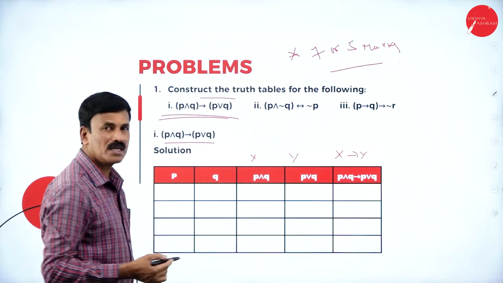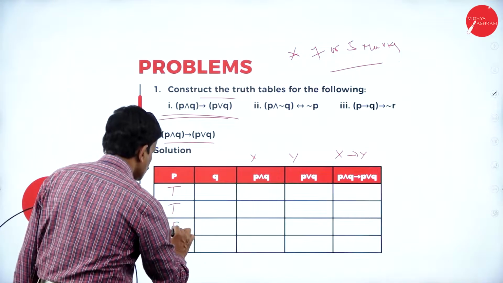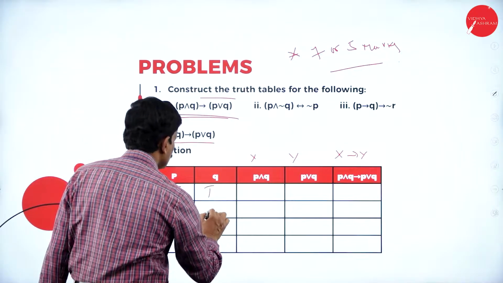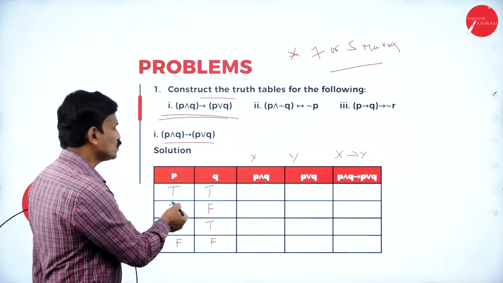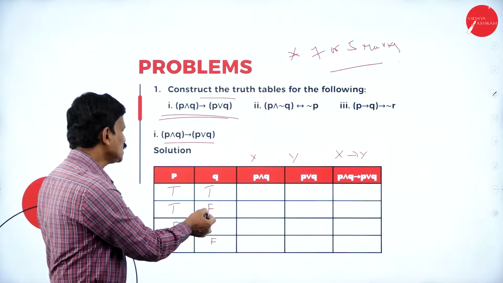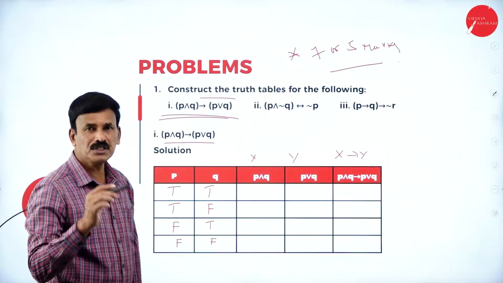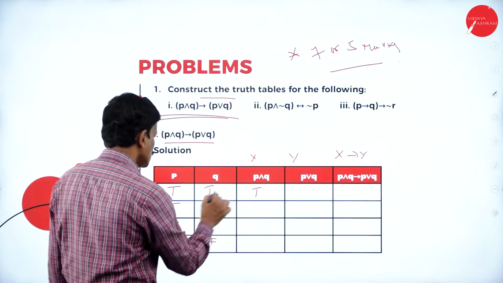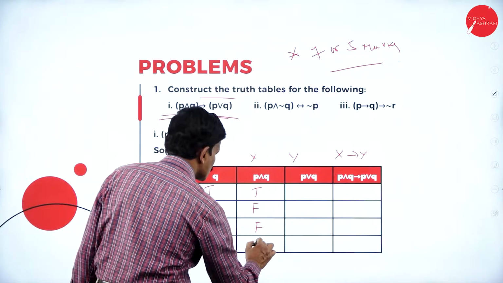Now, as you know, the truth values for P are true, true, false, false, that is T, T, F, F, whereas for Q they are true, false, true, false. We discussed that in my previous class. Now, conjunction: what is conjunction? True and true is true. In all other cases, it is false. So T and T is T, true and false is false, false and true is also false, false and false is also false.